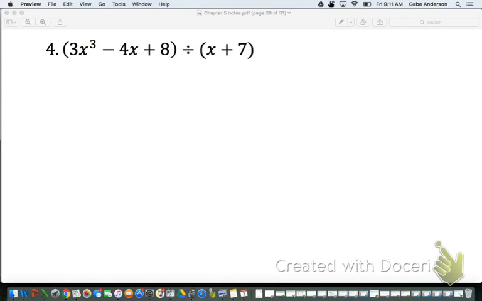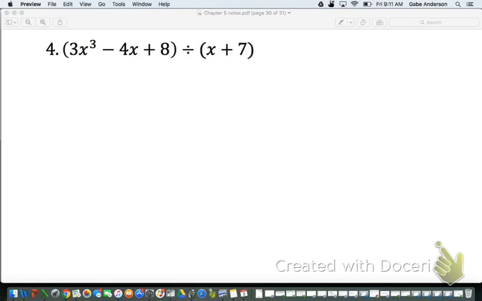But it does have a little bit of a twist to it. We'll talk about that here in a minute, but just turn to your notes, number 4, last one in chapter 5. So it says 3x cubed minus 4x plus 8 divided by x plus 7. With this question, if you look at the dividend, which is the first polynomial, do you notice it's in descending order, but one of the degrees is missing? Which one's not there?